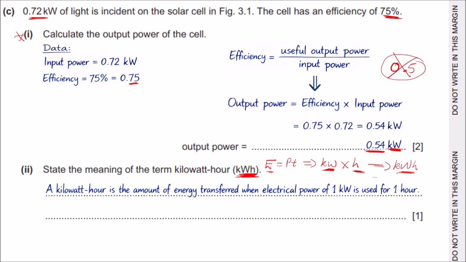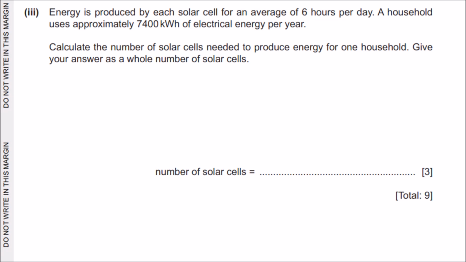Right, with this we can quickly go to item number 3 of C. Item number 3 reads, energy is produced by each solar cell. We need to underline this part because we use it: each solar cell. For an average of 6 hours per day. So each solar cell runs for an average of 6 hours per day. It doesn't run 24 hours, but 6 hours each day.